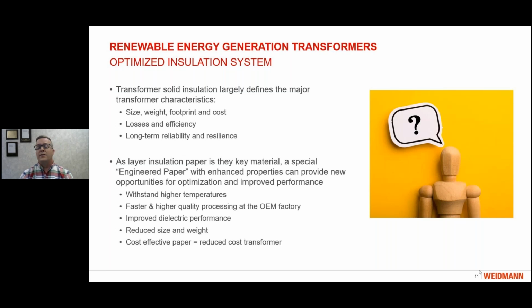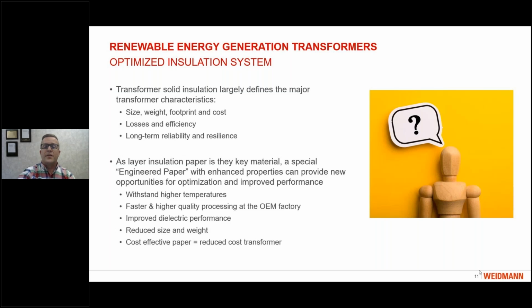So a paper that could perhaps withstand higher temperatures, a paper that can perhaps dry and impregnate with liquids more quickly at the OEM factory, a paper with improved dielectric performance, and can help reduce the size and weight of these transformers. And most importantly, a solution that is cost effective, right? Every solution is always a balance between performance and cost. So a cost-effective solution in particular can not only help with all of these challenges, but can actually help reduce the cost of these transformers overall.